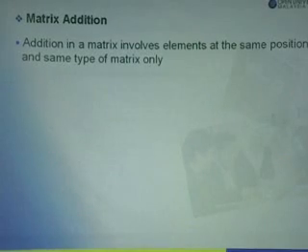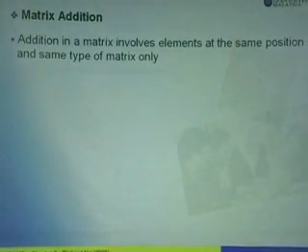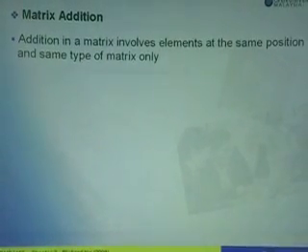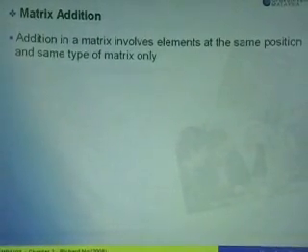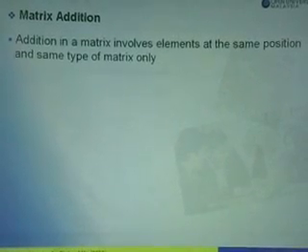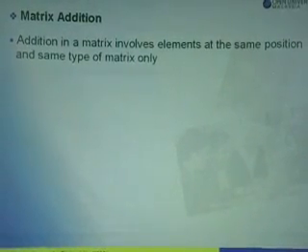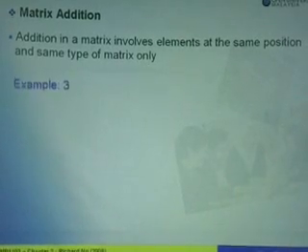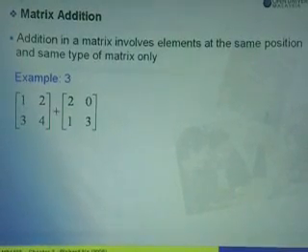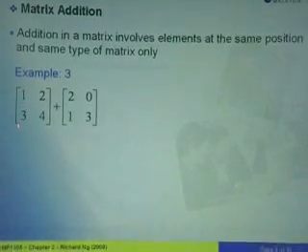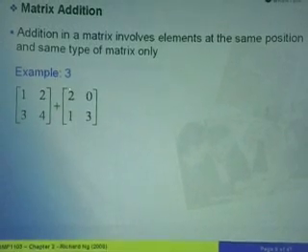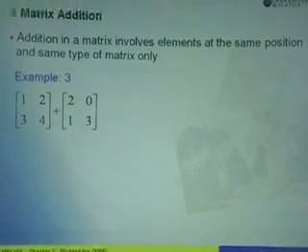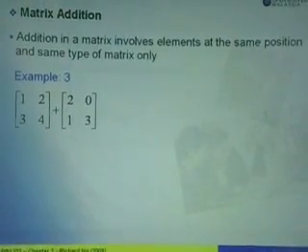The next topic will be on addition of matrix. In order to carry out addition, make sure you know two things. Addition can only be carried out with elements in the same position and involve only the same type of matrix. In example 3, if you look at the first matrix, which is 2 by 2, the second matrix is also 2 by 2. 2 rows and 2 columns, right?